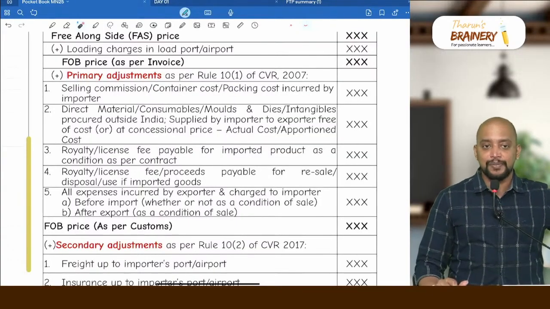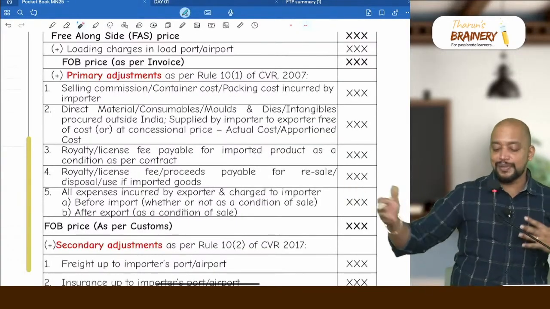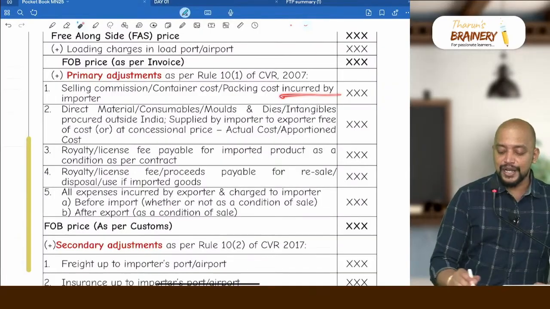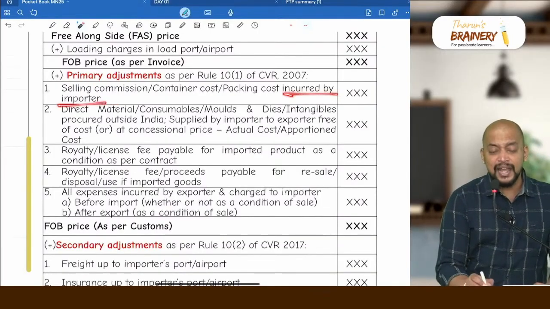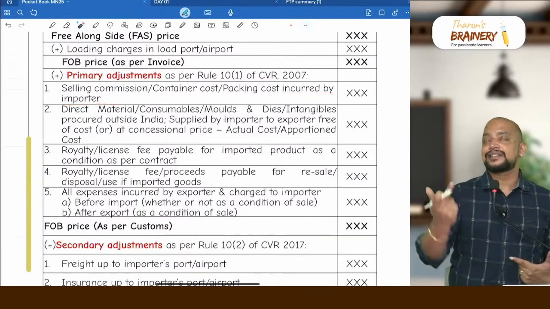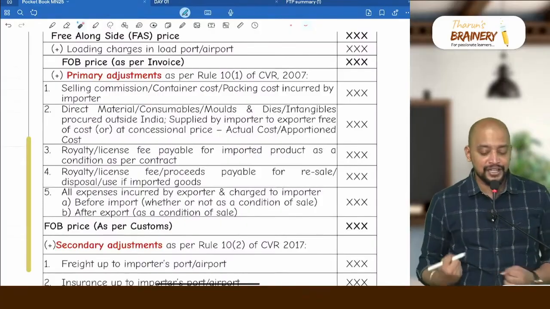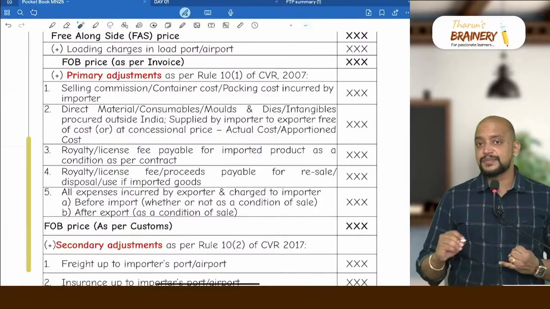The exporter should bear this cost, but he is asking the importer to bear it. So definitely that should be included, because all these are incurred by the importer, which is like an indirect consideration to the exporter, so it should be included in the value. That is the first primary adjustment.